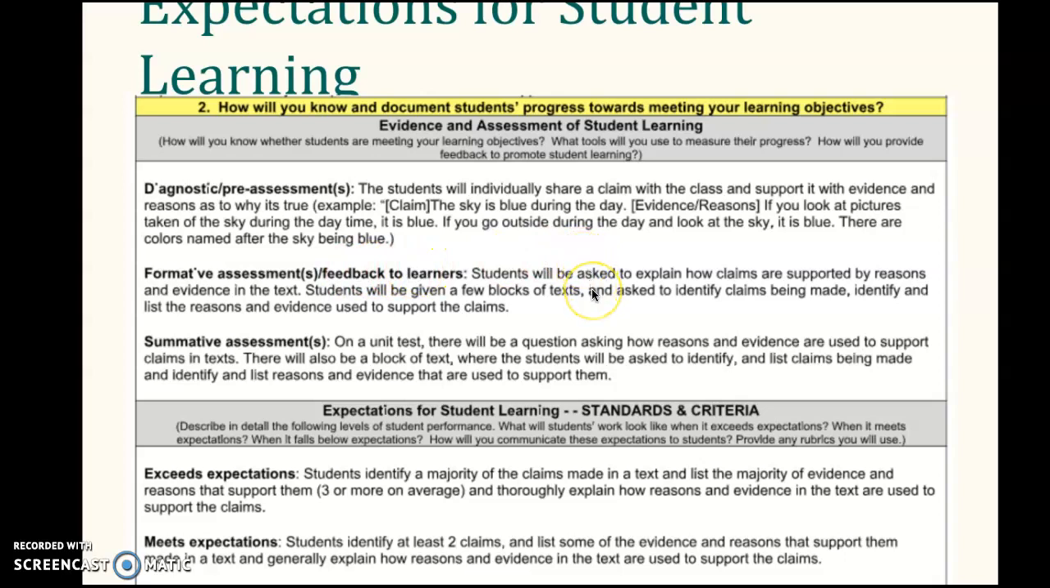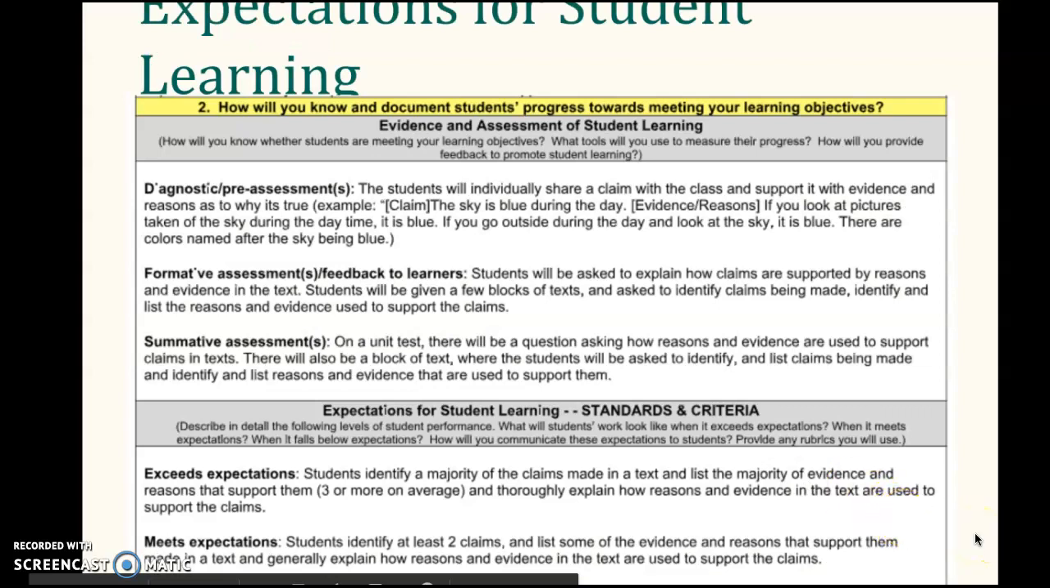So now we know what the formative assessment is, right? They're going to read some text, identify the claims, and then give the reasons from the text to support the claims, right? So now we get to go and look at the criteria. And like I said, I always start with what meets my expectation.